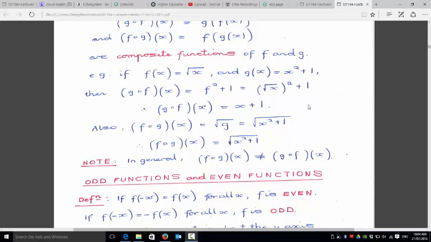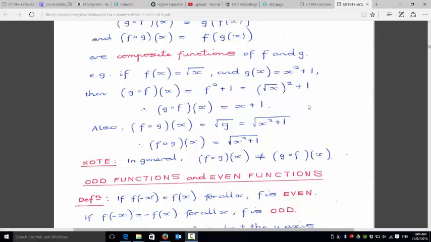We also have f(g(x)). We just substitute x in f(x) by g(x), and then we get square root of x squared plus 1, and finally the result is square root of x squared plus 1. This is the function f(g(x)).